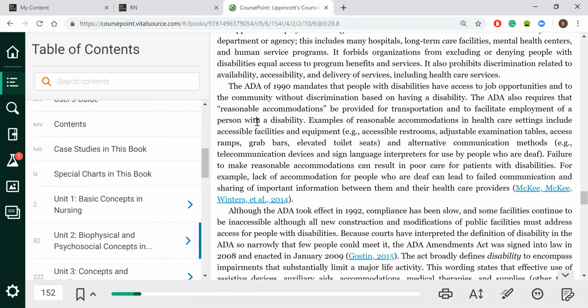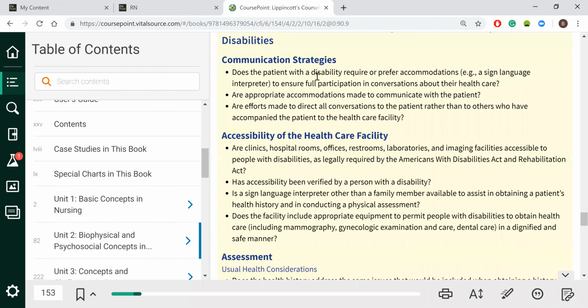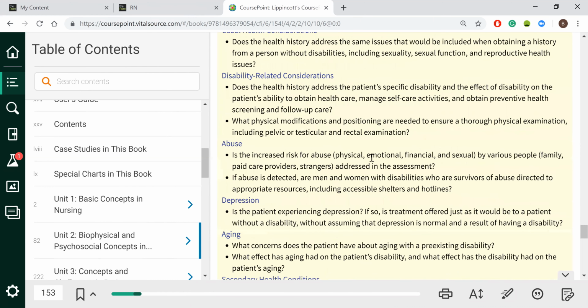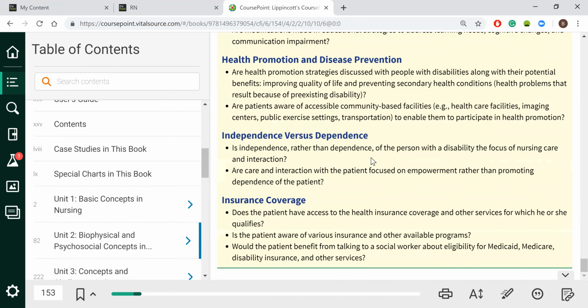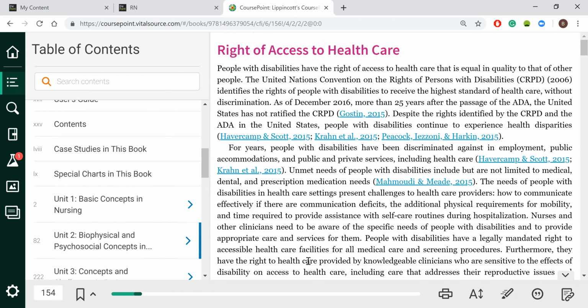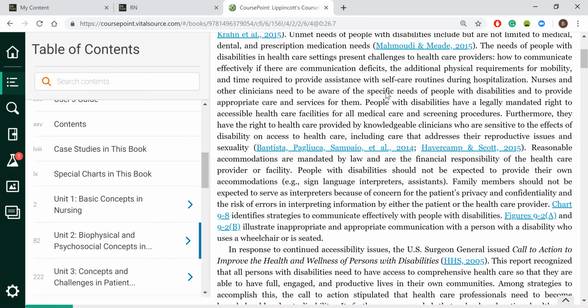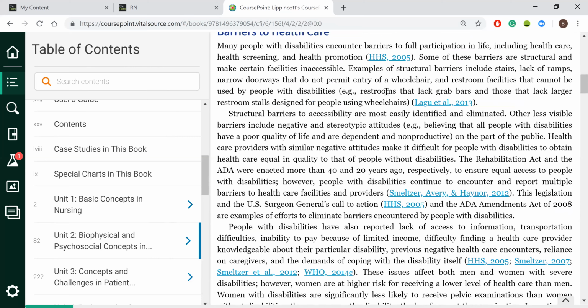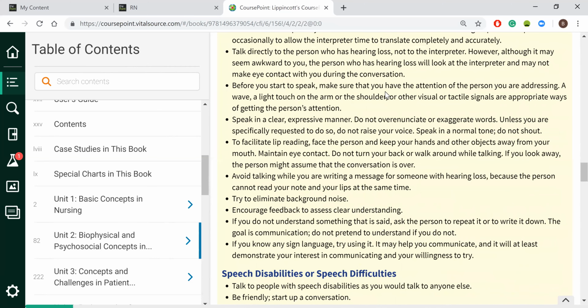So here we're on page 152. It talks about the ADA, questions to ask to make sure that you are providing quality care for your disabled folks. And then you keep going. They have aging and older and young. So the last one here is 154. So, barriers to healthcare, interacting, and so on. I think you get my point.